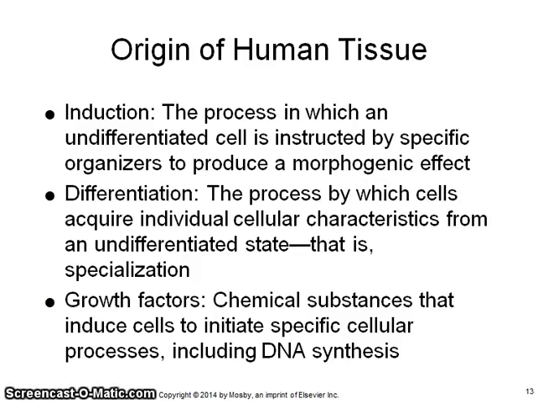Here are some definitions for aid in understanding. Induction is the process in which an undifferentiated cell is instructed by specific organizers to produce a morphogenic effect. Differentiation is the process by which cells acquire individual cellular characteristics from an undifferentiated state, that is, specialization. Growth factors are chemical substances that induce cells to initiate specific cellular processes, including DNA synthesis.